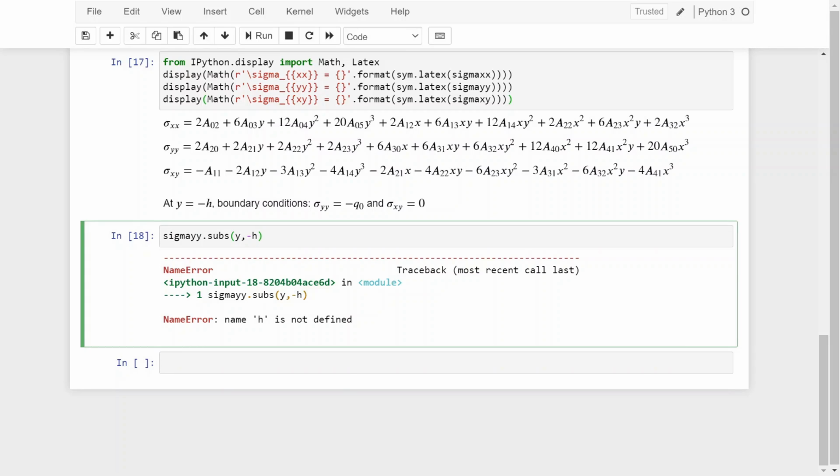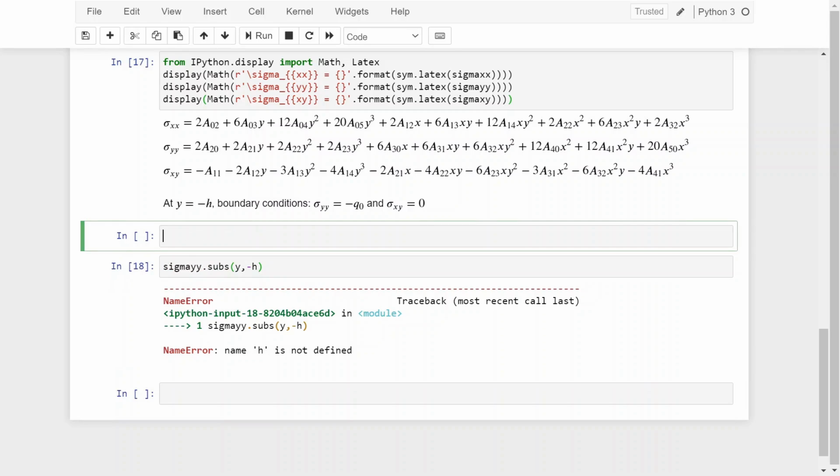Okay, we'll also use that opportunity to define the length a, which will also be required. So escape, and we press the letter a to insert a cell just above this cell. That's it. So h, a = sim.symbols('h, a'), as easy as that.